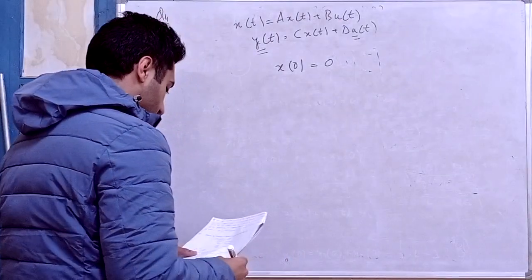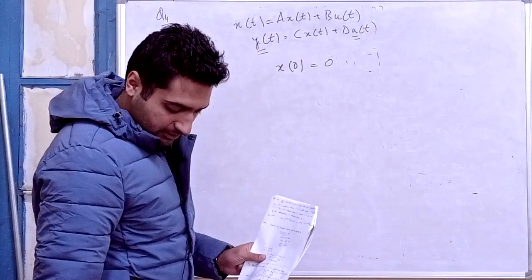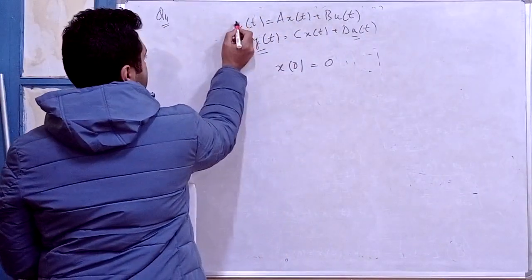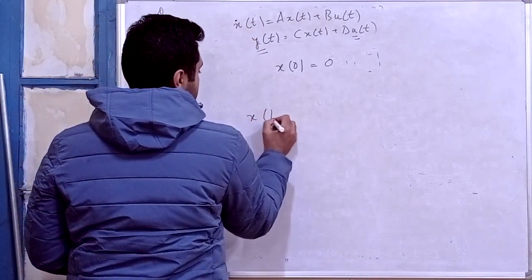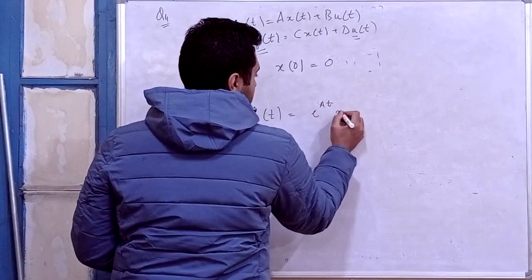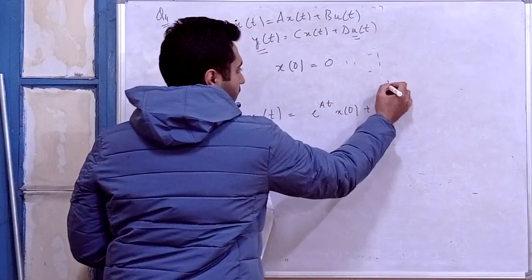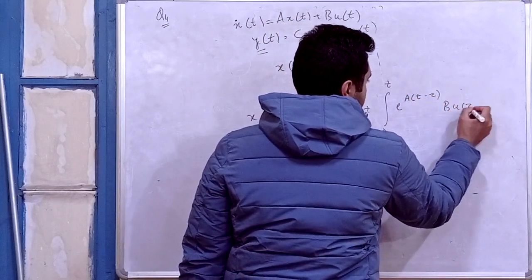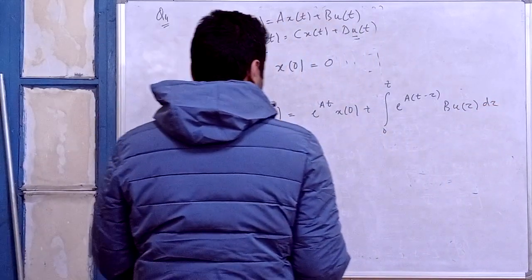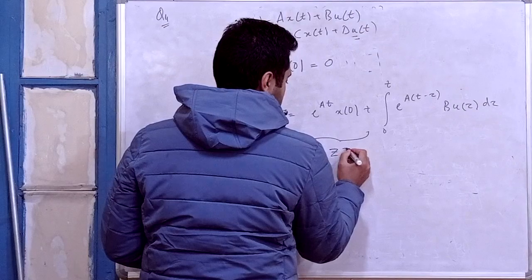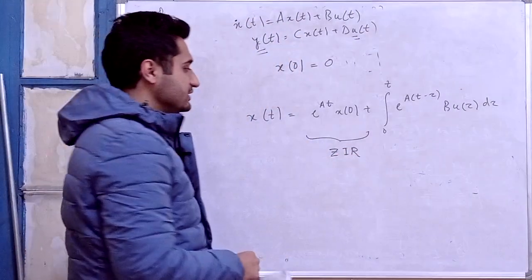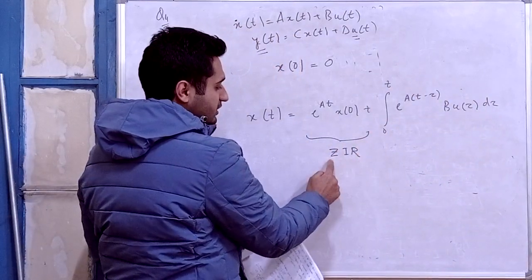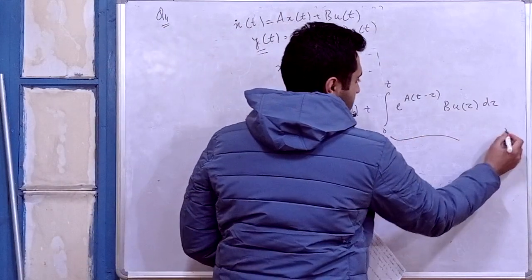Okay, so what do you know about impulse response? The Laplace of the impulse response gives you the transfer function, isn't it? So you know the solution of x. What is the solution of x? It is e to the power At x zero, this is what it is. We call this the zero input response. If the input is zero in the system, this part will go away and you will just get this. This is known as the zero input response, and this thing is known as the zero state response.